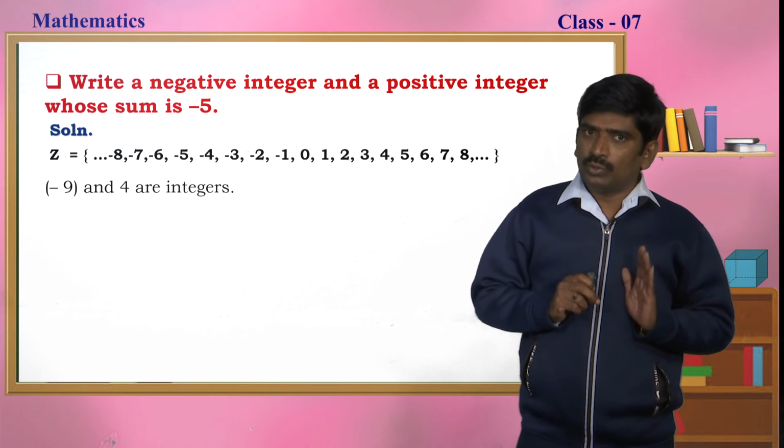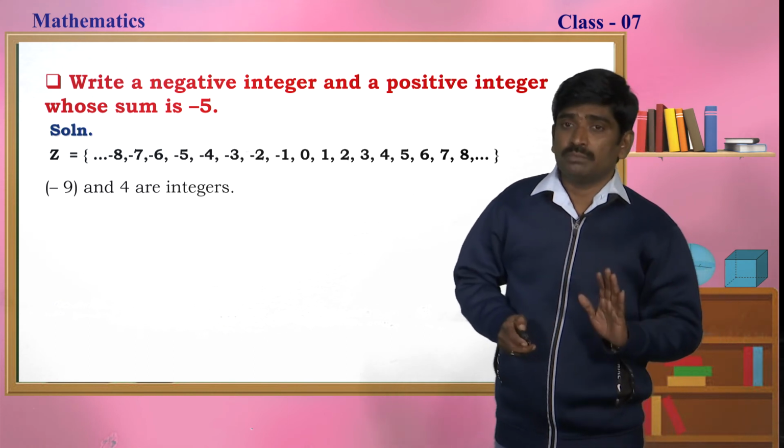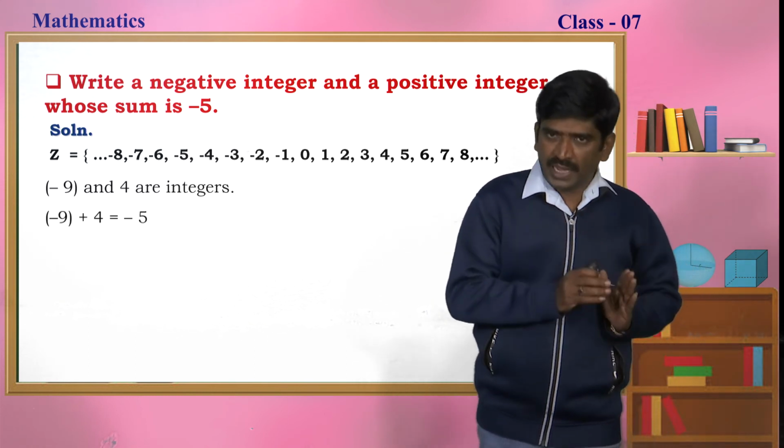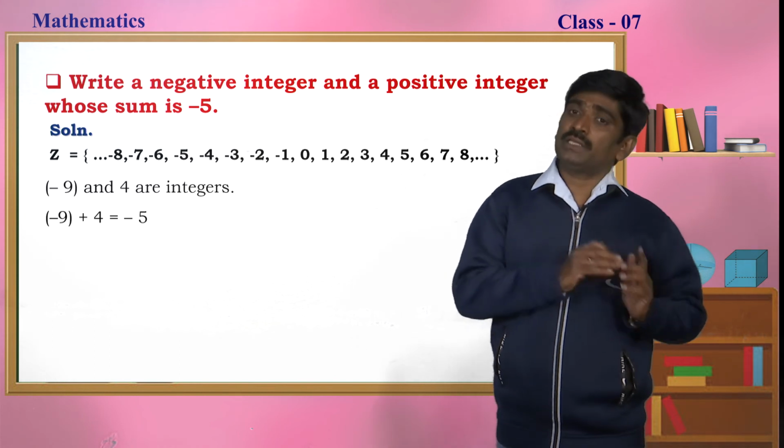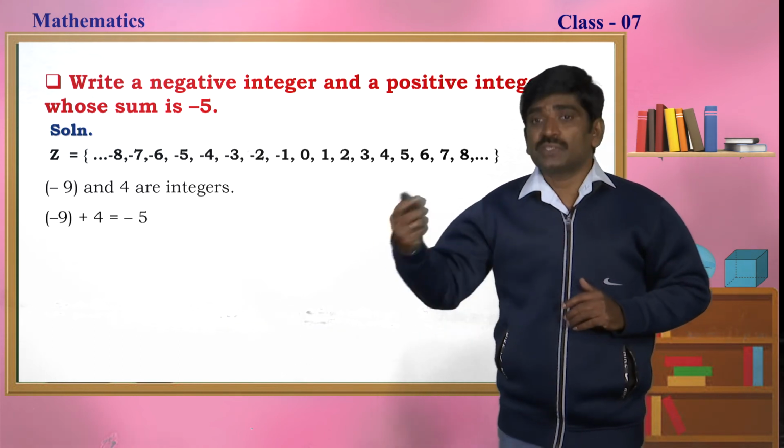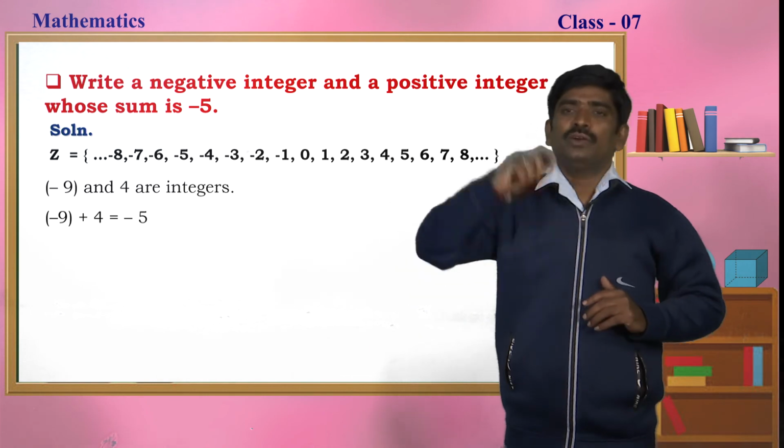What do we do here? Add, sum. Then minus 9 plus 4. Minus 9 plus 4 is minus 5. We get minus 5? Very good.